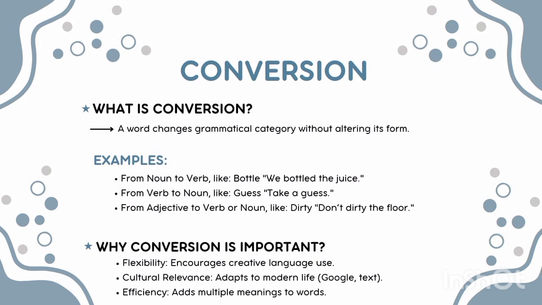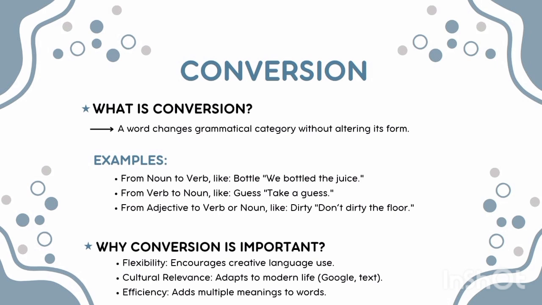Furthermore, adjectives can become a verb or noun. Like dirty, we can say, please don't dirty the floor. Or crazy, we can say, they are acting like a bunch of crazies. The last one is prepositions and directions as a verb. Like up, we can say, they are going to up the price. Or down, we downed a few beers.